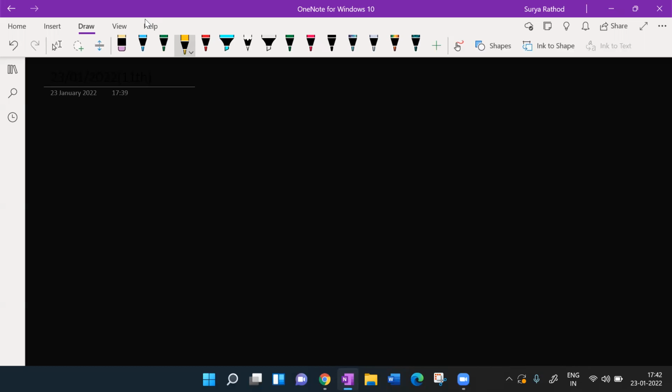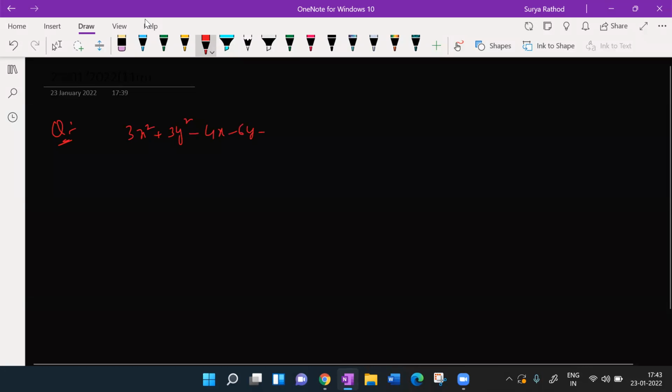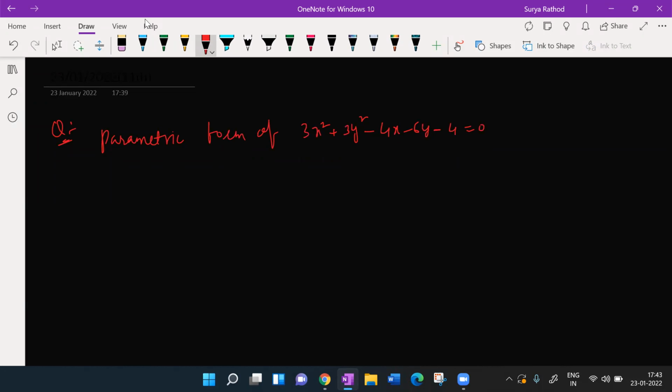So till what we have finished yesterday? Parametric form of the circles. Am I correct? Yes. I have given you the question as homework. How many have you done the parametric form of this one? What is the parametric form of this one? Parametric form of this circle is dash.